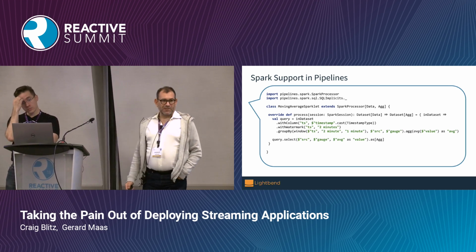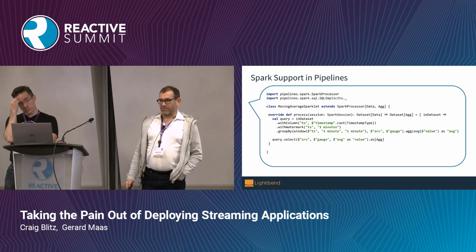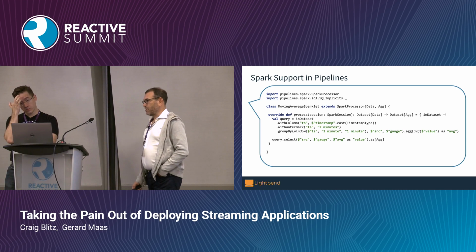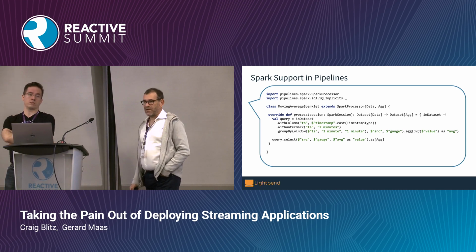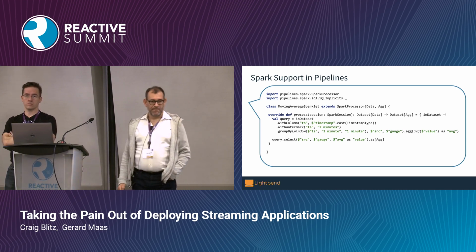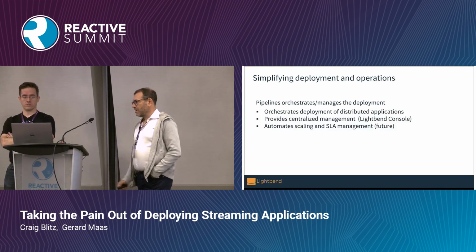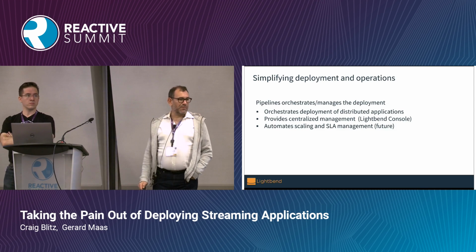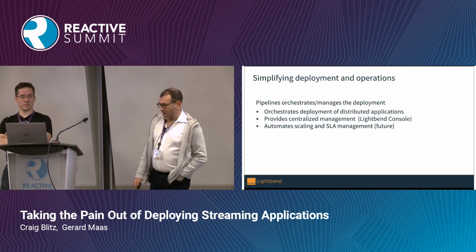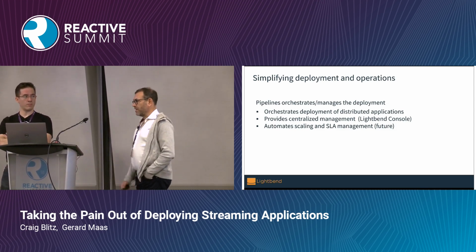With pipelines, this is what the code looks like. We've removed all of the boilerplate. You only have to provide your process function. So that's the developer aspect of how we simplify development.